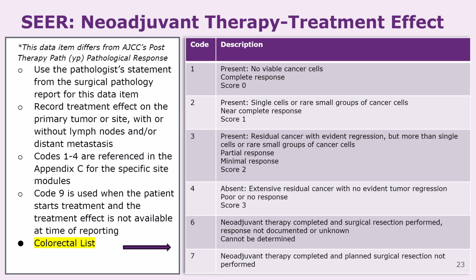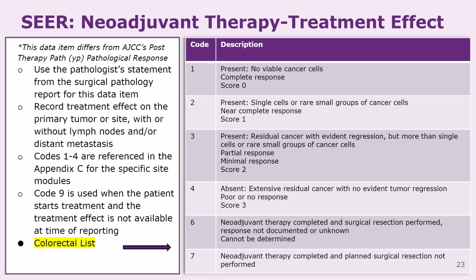SEER neoadjuvant therapy treatment effect. This data item differs from the AJCC's post-therapy pathological response. We use the pathologist's statement from the surgical pathology report for this data item. We record treatment effect on the primary tumor or site, with or without lymph nodes and or distant metastasis. Codes 1 through 4 are referenced in the Appendix C for the site-specific modules. Code 9 is used when the patient starts treatment and the treatment effect is not available at the time of reporting.